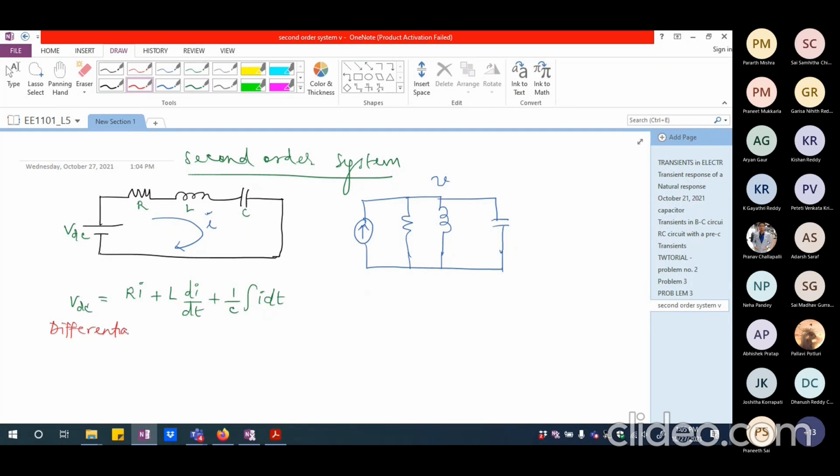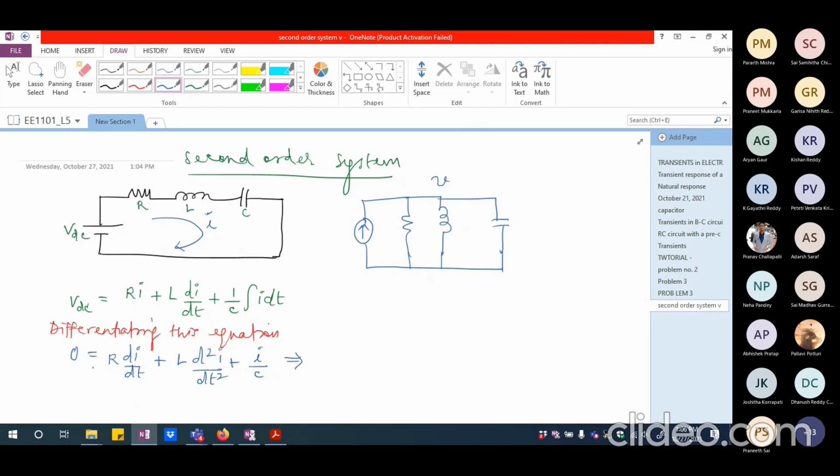Now if I differentiate this equation, since VDC is constant, dVDC by dt is going to be 0. So I can write that 0 equals R di by dt plus L multiplied by d square I by dt square plus I divided by C. So this is a second order differential equation.